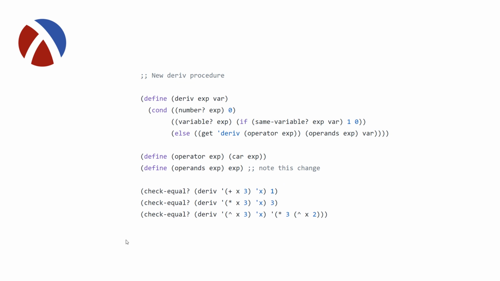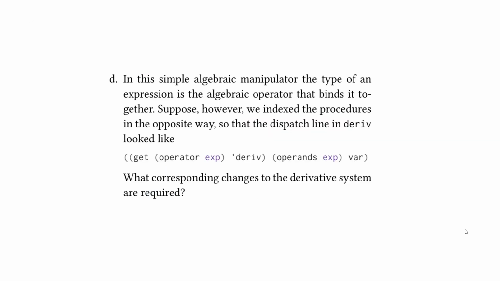And at the bottom here, we just have a bunch of unit tests checking that x plus 3 gives us the coefficient of 1 in front of the x. X times 3 gives us the coefficient 3 in front of the x. And then x to the power of 3 gives us 3 times x to the power of 2. Which is what we'd expect when performing differentiation with respect to x on all of these expressions.